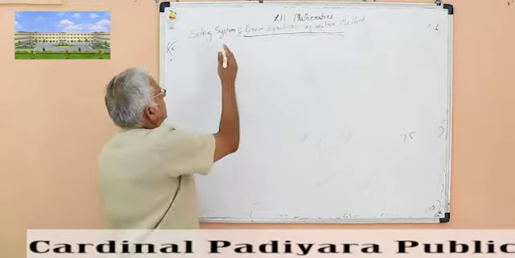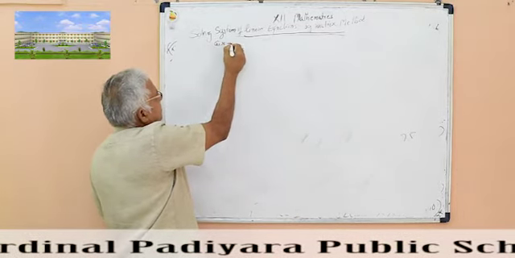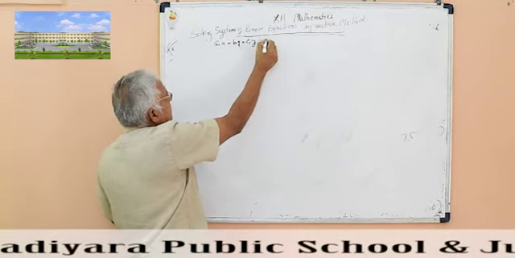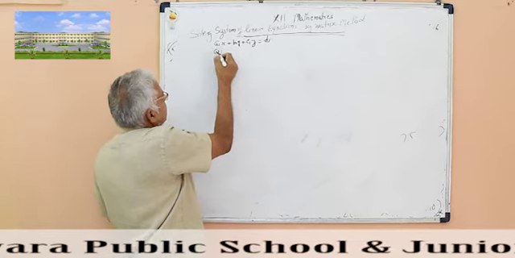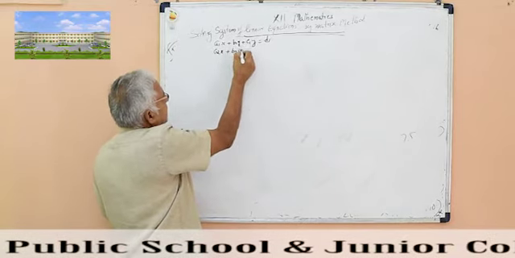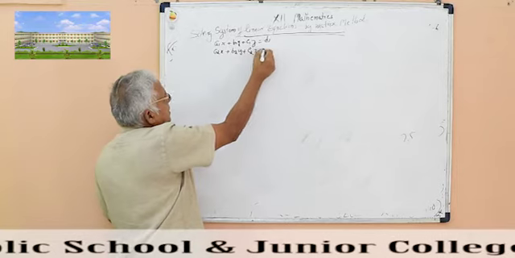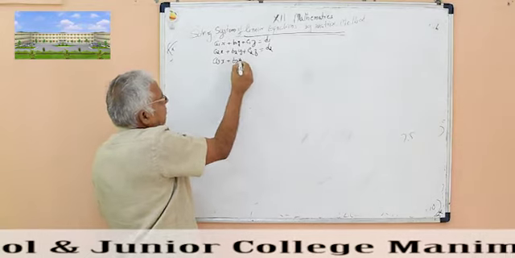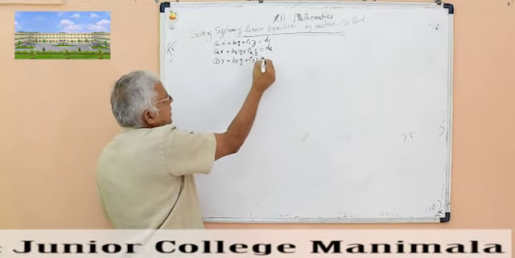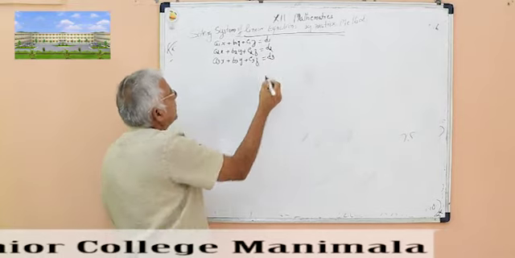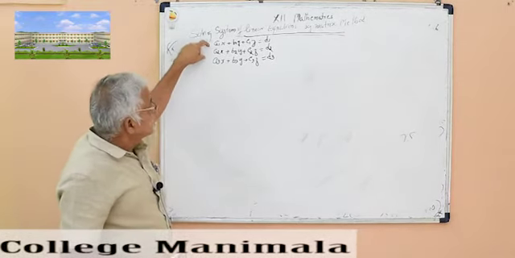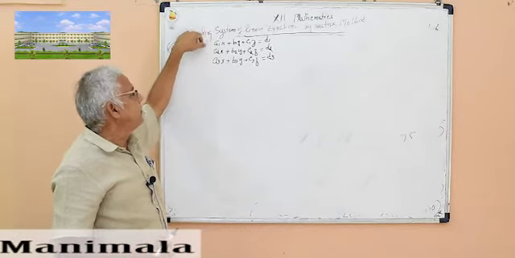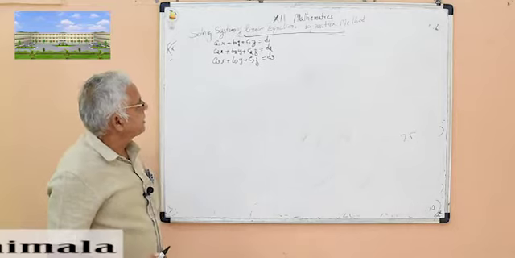So one equation: a1x plus b1y plus c1z is equal to d1; a2x plus b2y plus c2z is equal to d2; a3x plus b3y plus c3z is equal to d3. These are three linear equations in three variables, which we solve by the matrix method.